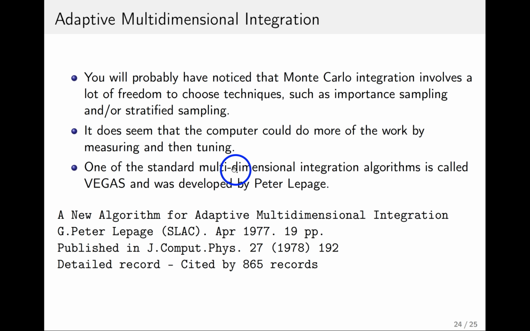So one of the standard packages for doing multi-dimensional integration is a package called Vegas, developed by Peter Lepage in the late 70s. It computes a probability distribution and then does some measurements and adjusts it. So it's more adaptive, and you don't have to mess around. You can tell it's useful, it's been used by a lot of people. When I pull this up, it tells you it's been cited by 865 papers, and that's a good number. So it has a lot of practical applications.